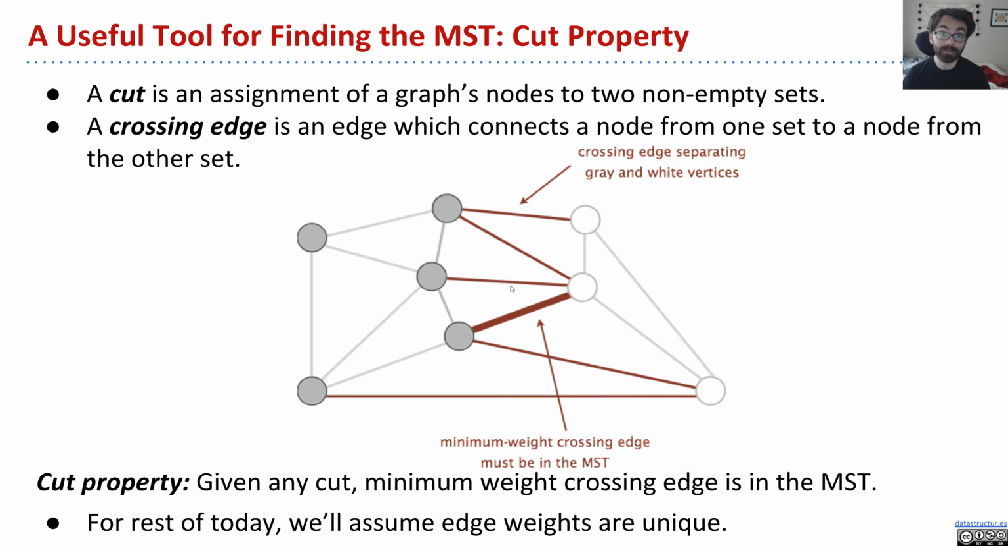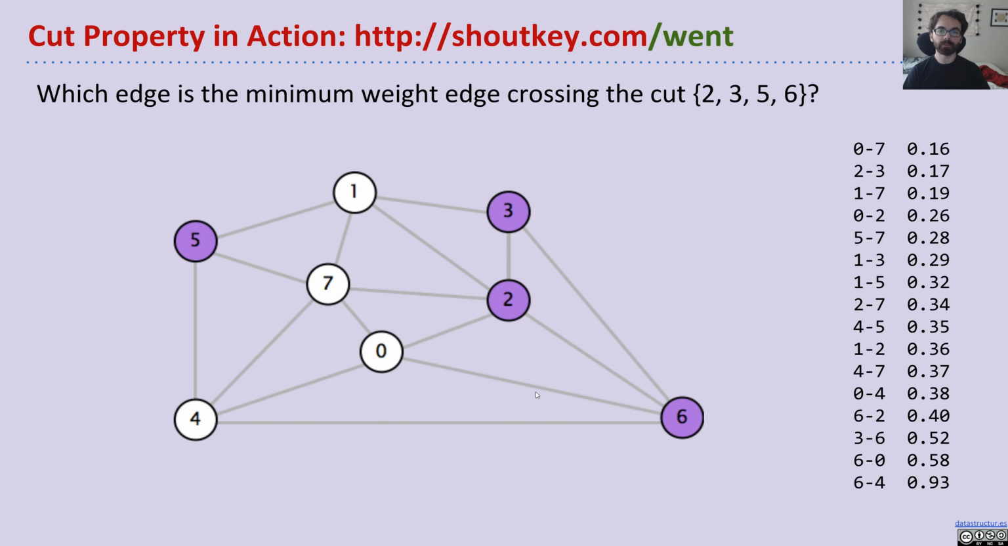Now here's the surprising fact that the cut property tells us. If you make up any cut, anything you want at all, you just decide arbitrarily, you're gray, you're white, the smallest edge amongst all of those which cross the cut is guaranteed to be part of the minimum spanning tree. Okay? So let me see if that makes sense. I'll give you a chance, then we'll reflect on it a little bit.